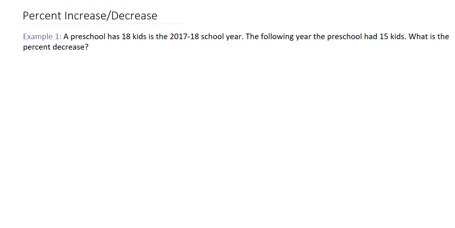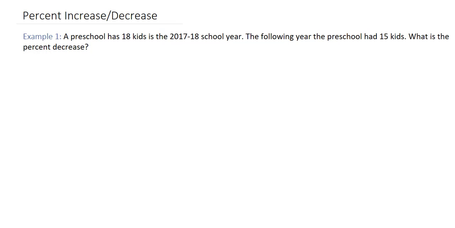Percent increase, decrease. So example 1: a preschool has 18 kids in the 2017 to 18 school year. The following year, the preschool had 15 kids. What is the percent decrease?